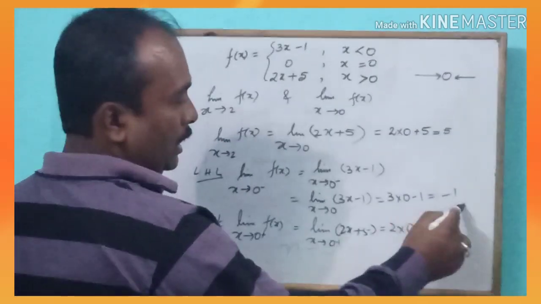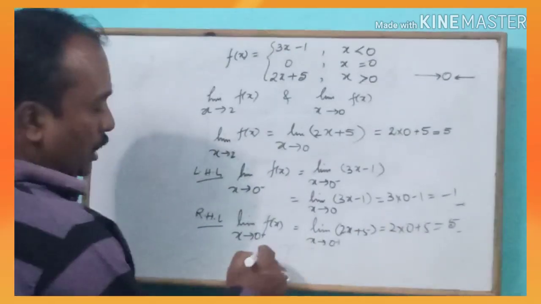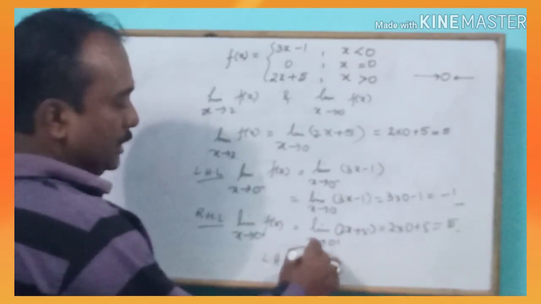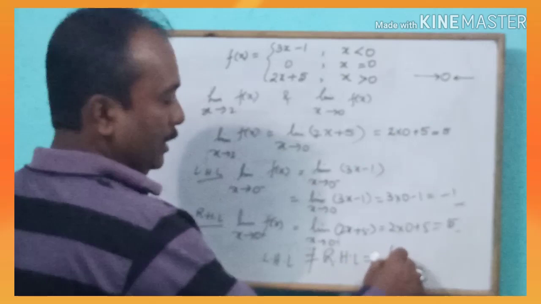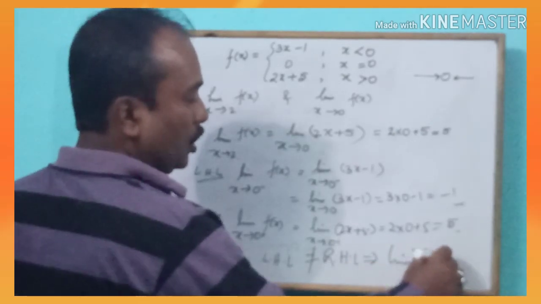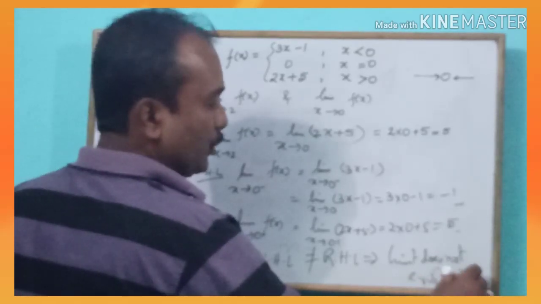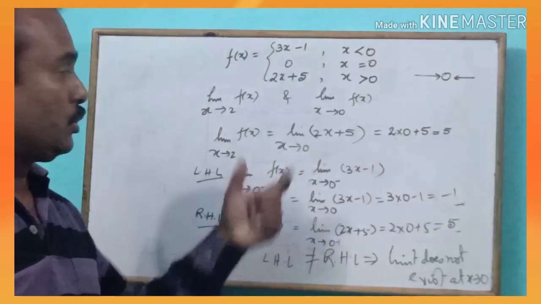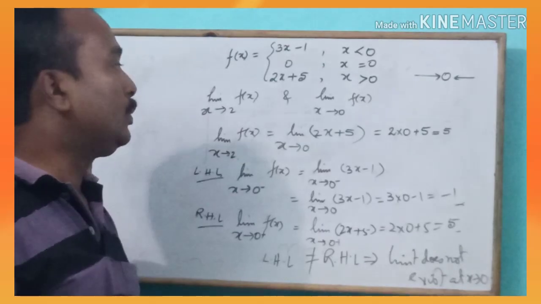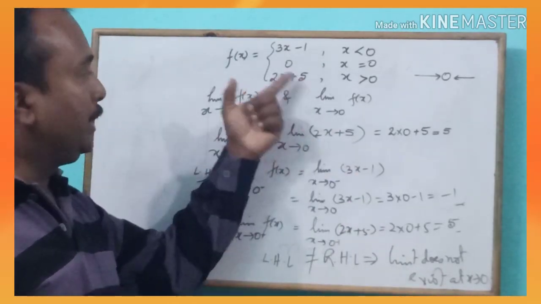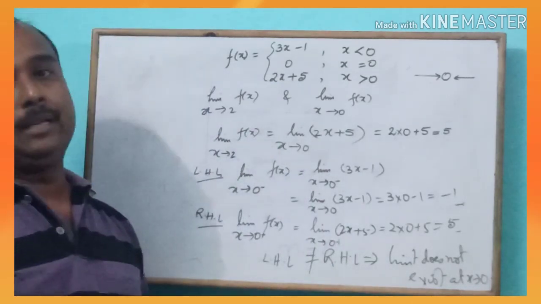What we notice? Left hand limit is minus 1, right hand limit is 5. This shows that the left hand limit is not equal to the right hand limit, which implies the limit does not exist at x tends to 0. So this is what is asked. What is the limit at x tends to 0 f(x)? Then you should write that limit x tends to 0 f(x) does not exist. Let us see the next example.